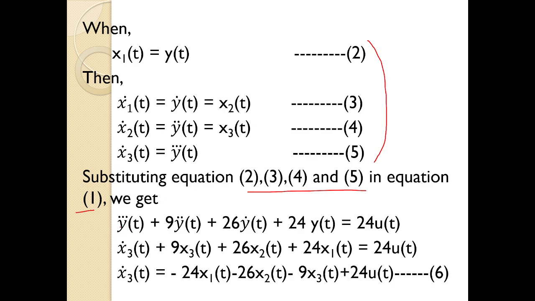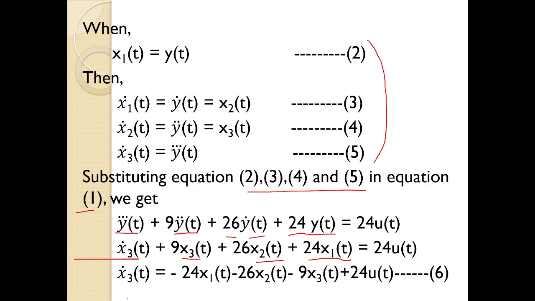So what is our equation 1 actually? It is y triple dot(t) + 9 y double dot(t) + 26 y dot(t) + 24 y(t) is equal to 24 u(t). So y triple dot(t), you can replace with x3 dot(t), and 9 y double dot(t), you can replace with 9 x3(t). 26 y dot(t), you can replace y dot(t) with x2(t). Plus 24 y(t): instead of y(t), write x1(t), that is equal to 24 u(t).